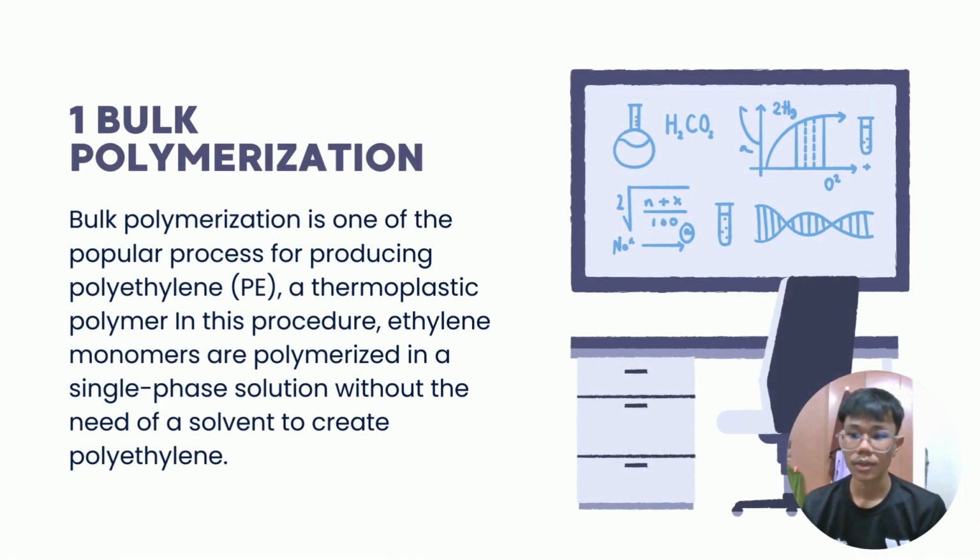Assalamualaikum. I will present the first polymerization method for polyethylene, which is bulk polymerization. Bulk polymerization is one of the popular processes for producing polyethylene (PE), a thermoplastic polymer. In this procedure, ethylene monomers are polymerized in a single-phase solution without the need of a solvent to create polyethylene.